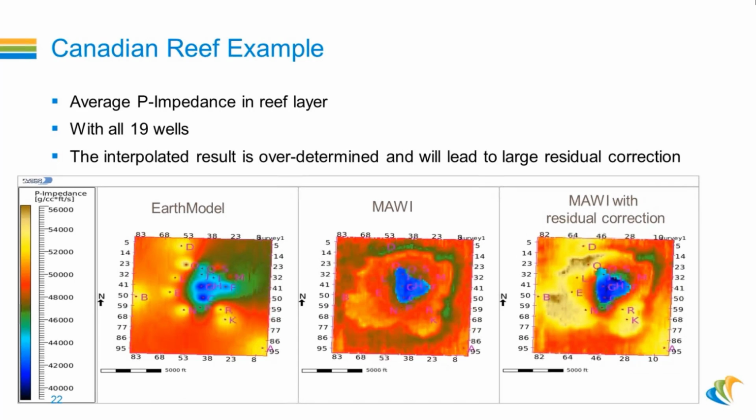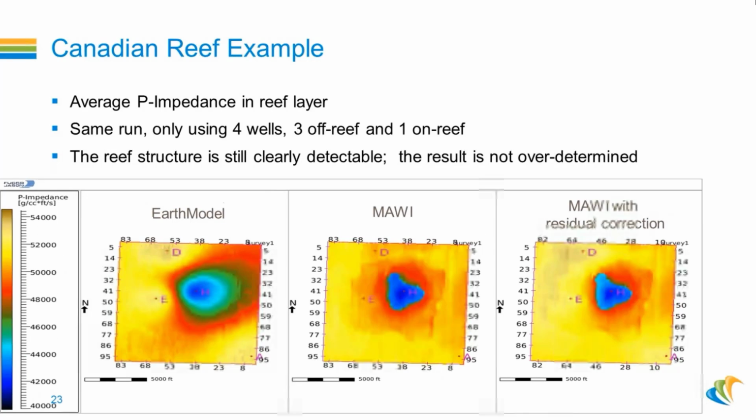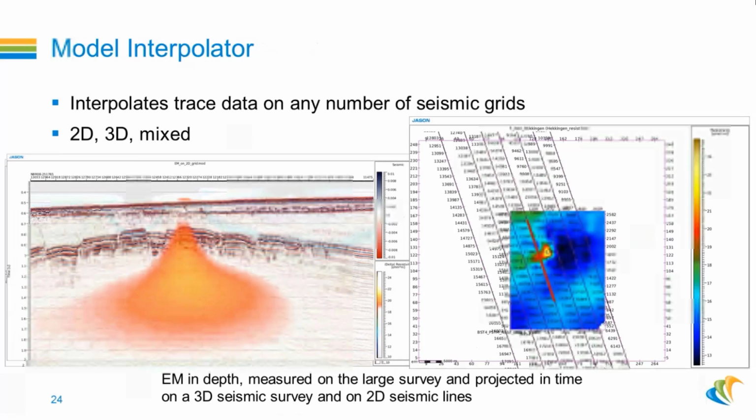So if we now reduce the number of wells from many wells to only 3 wells, that of course is much better defined by 3 attributes. You can see the Earth model interpolator on the left again, where you'll see all the bullseyes, then the MAWI result in the middle, the raw result where it's matched the wells, and residual kriging on the right-hand side doesn't really do much to the result. So these are just a couple of examples of the MAWI interpolation.